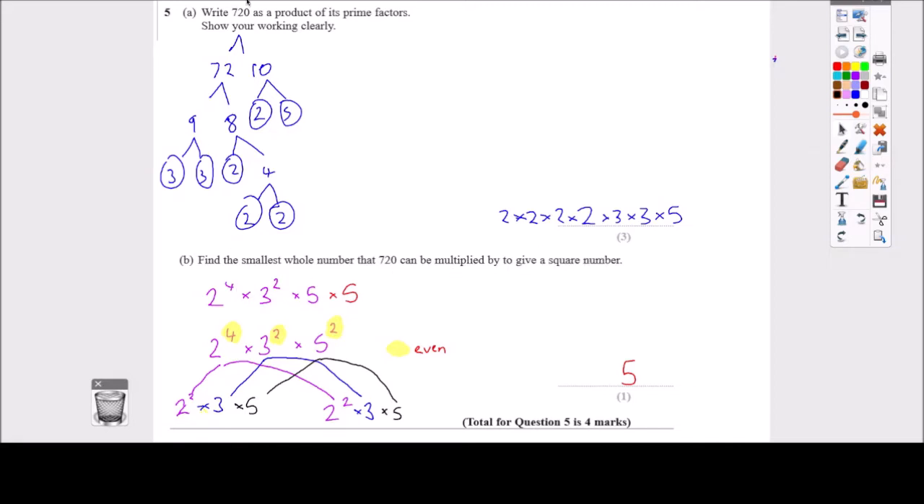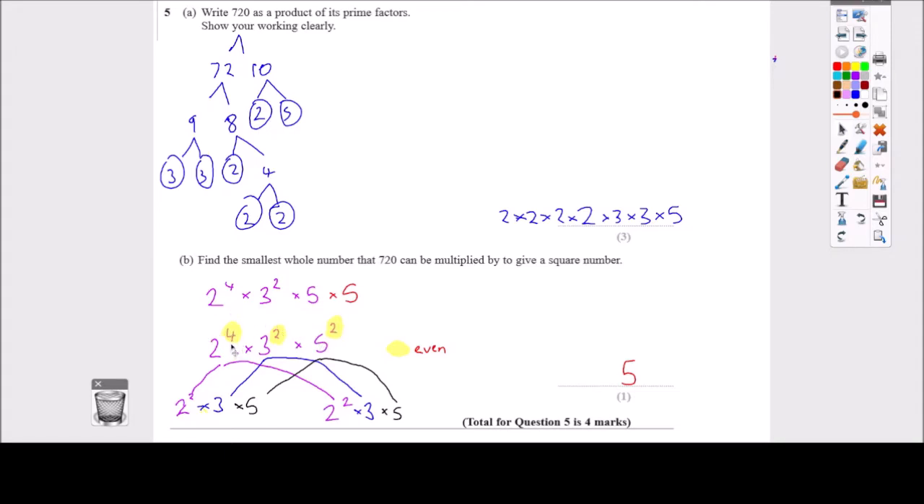So I've started off by just writing down what the 720 is as its product of prime factors, but doing it by way of the powers. So 2 times 2 times 2 times 2 is 2 to the power of 4. Then we've got 3 times 3, which is 3 squared, and we've got times by 5. So that's that bit there in purple. Now, in order for a number to be a square number, when you do its product of prime factors, each power has to be even.